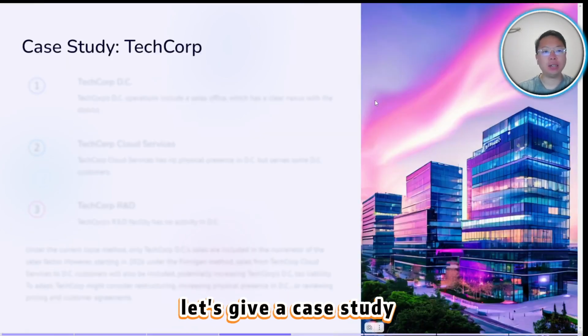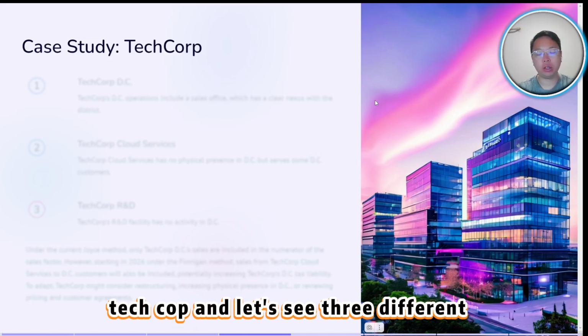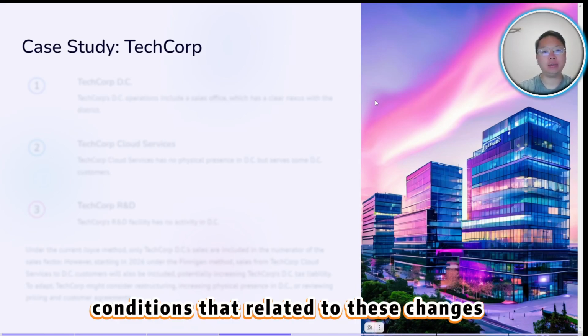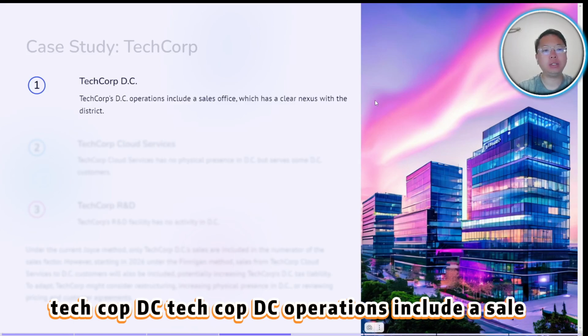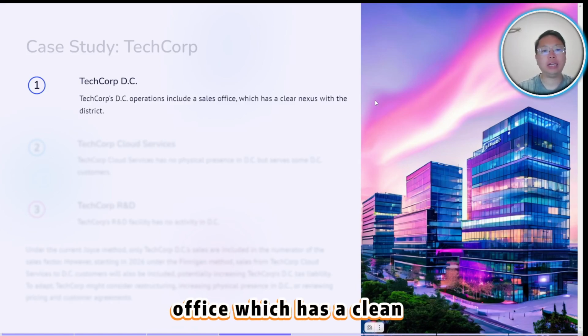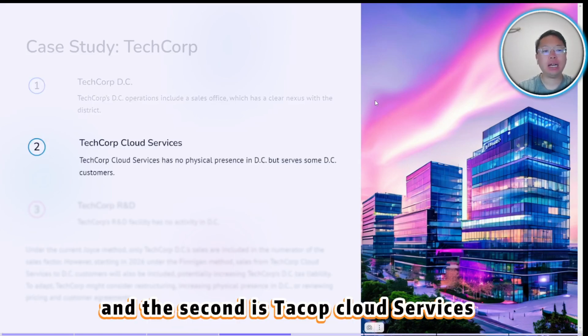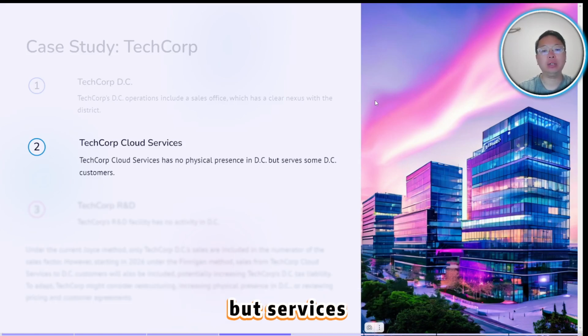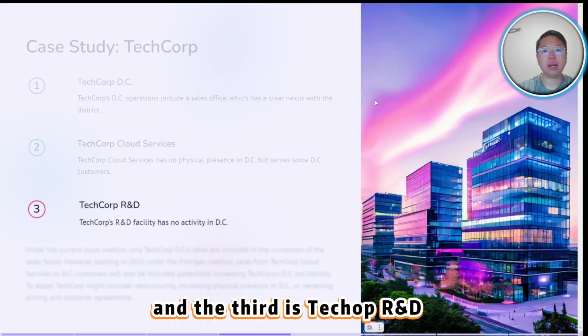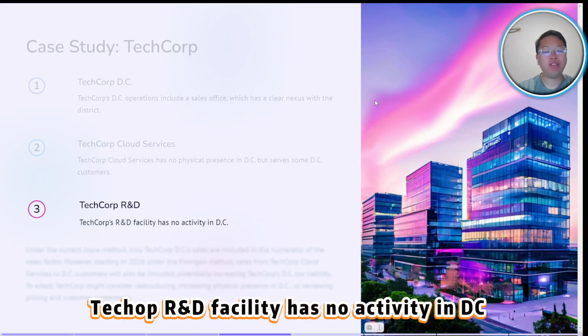Let's give a case study, Tech Corp, and let's see three different entities that are related to these changes. The first is Tech Corp DC. Tech Corp DC operations include a sales office which has a clear nexus with the district. And the second is Tech Corp Cloud Services. Tech Corp Cloud Services has no physical presence in DC, but services some DC customers. And the third is Tech Corp R&D. Tech Corp R&D facility has no activity in DC.